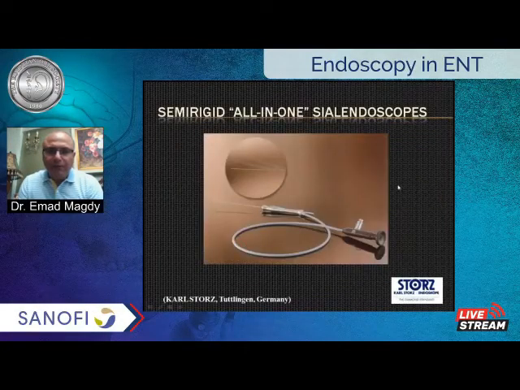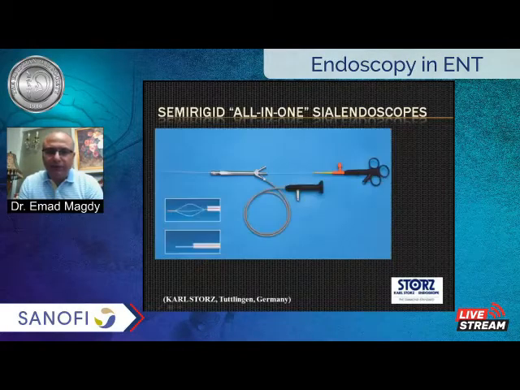These are the scopes that we use now, the semi-rigid Sialendoscopes. Actually, there are 2 types of scopes available. There is the modular scope, in which you have the telescope separate from the sheath, and we have the more famous all-in-one scope that has everything inside. So you have an interventional channel here in the middle. It's about 0.65 millimeter in diameter, and you have an irrigating channel here, and you have the optical channel attached to this optical lens that is away from the scope itself.